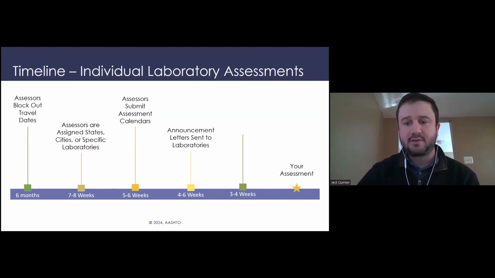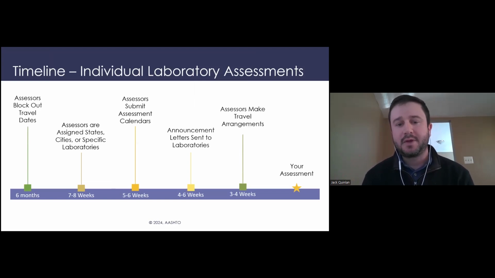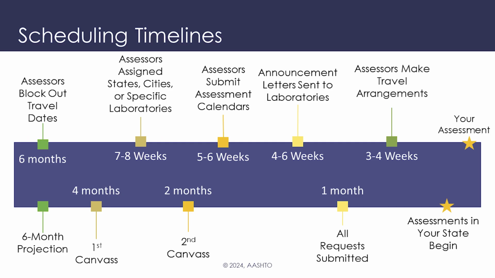At 4 to 6 weeks prior to an assessment trip, I will approve the assessor's calendar, and then an announcement letter will get sent out to each one of those individual laboratories on the calendar. And then the assessors will make their travel arrangements 3 to 4 weeks prior to leaving on their trip, which means they might actually be on the road doing other assessments when that is going on. At that point, they're looking to make rental car reservations, hotels, and airfare. Right. So I thought I'd line these two timelines up together just to give you an idea of how they're related.